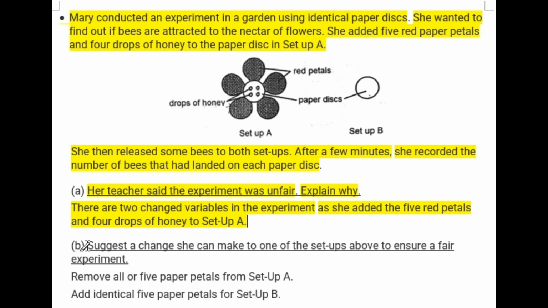B. Suggest a change she can make to one of the setups above to ensure a fair experiment. Remove all 5 paper petals from setup A. Add identical 5 paper petals to setup B.